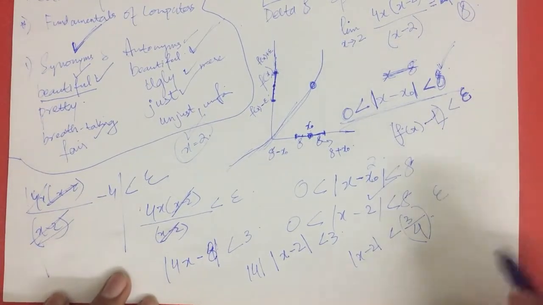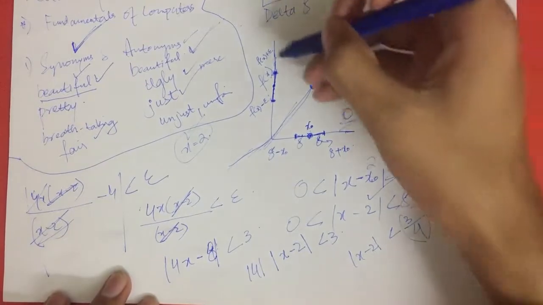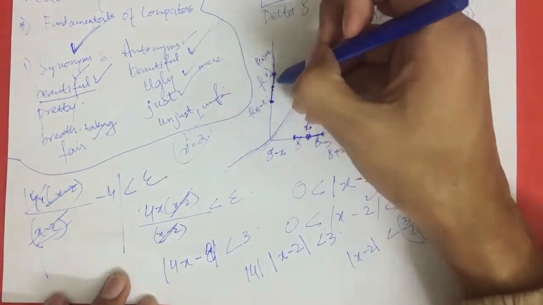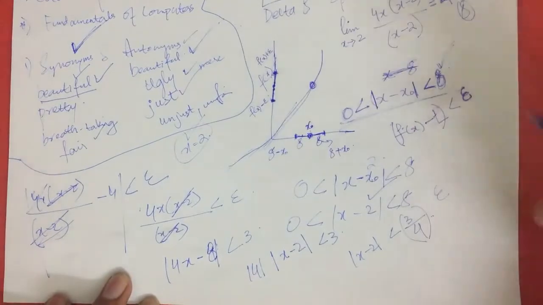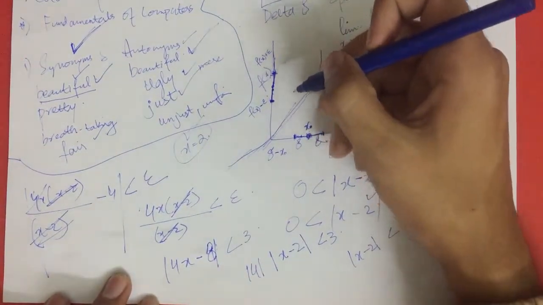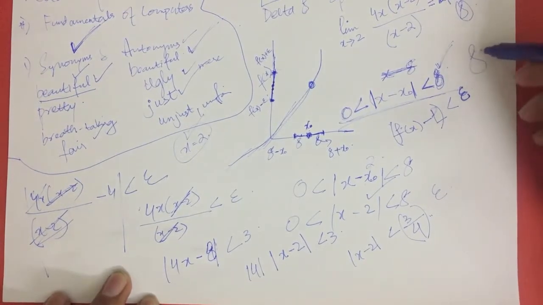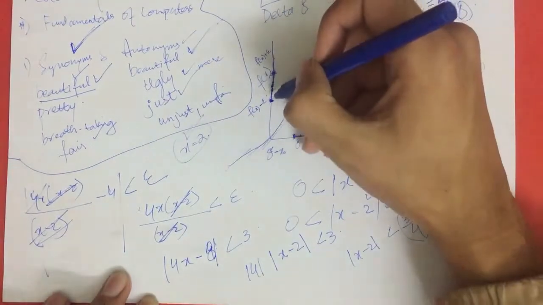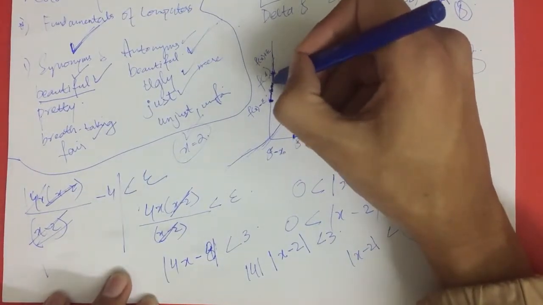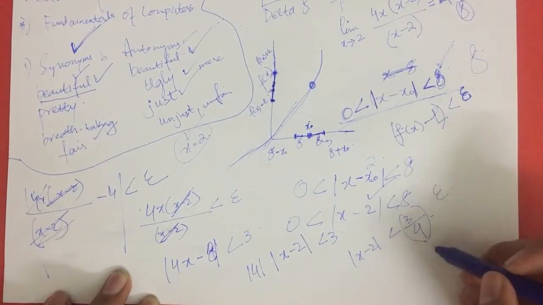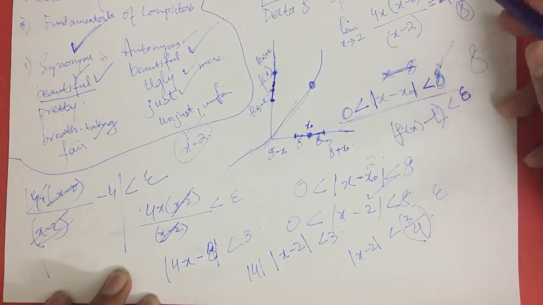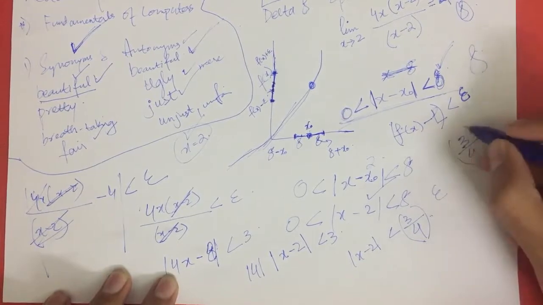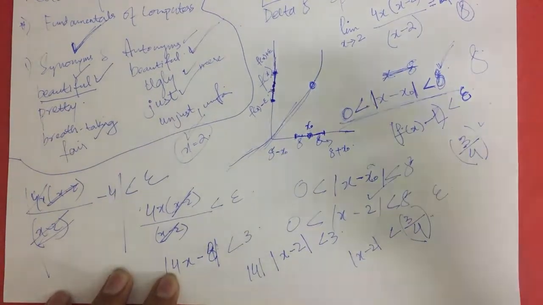So if a person tells you that E equals 1, he wants one unit close to this limit, or close to the point where the function does not exist. He just wants you to find the delta when E equals 1, or when he wants this unit 1 to be this close to f of x, or the point where the limit does not exist. So for E equals 1, your delta is going to be 3 by 4.